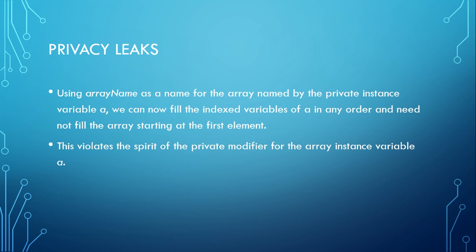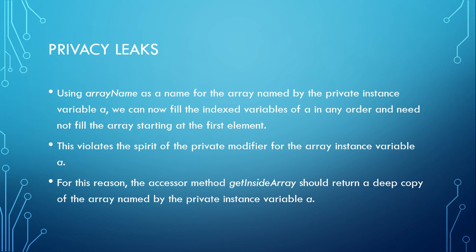The issue is that this violates the spirit of the private modifier for the array instance variable a. For this reason, the accessor method getInsideArray should return a deep copy of the array named by the private instance variable a.